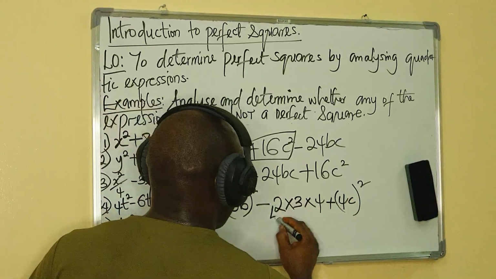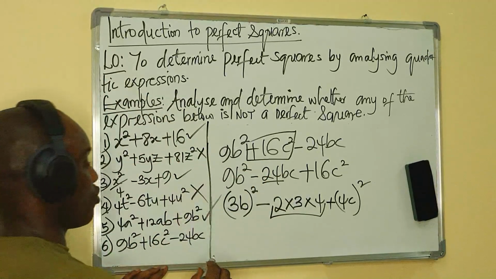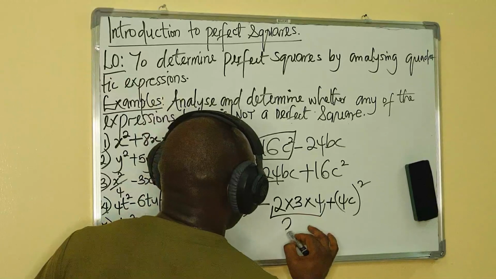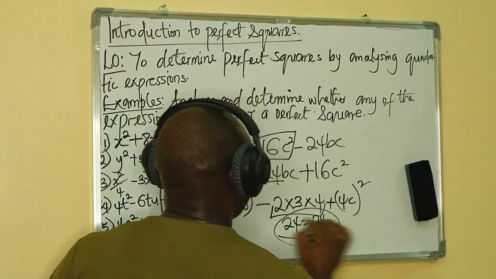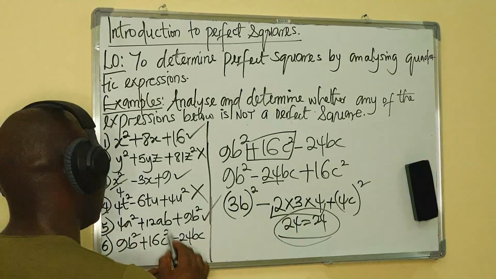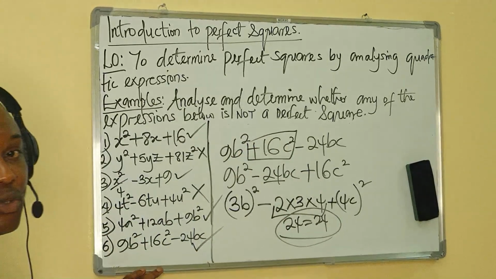Will this value we have here be equal to 24? If it is, then this is a perfect square. Let's see. 2 times 3 is 6. 6 times 4 is 24. So 24 is equal to 24 that we have up there. It means that this expression in question number 6, 9b squared plus 16c squared minus 24bc, is a perfect square.